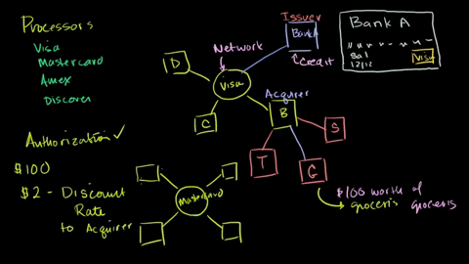And you might say, gee, the acquirer, that's great. They get $2, they get 2% of all of these guys' transactions. But of course, they're going to have to share it with these other people up here. And actually, the bulk of it ends up with Bank A.